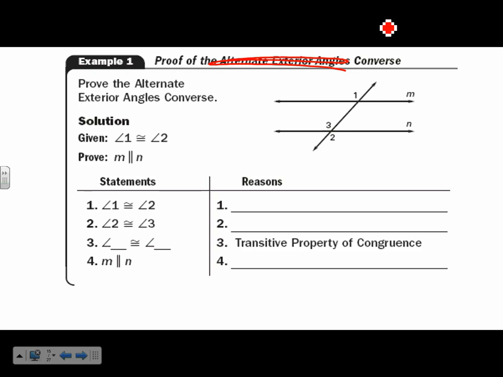So given angle 1 is congruent to angle 2. That is our given, and we're going to mark that on here with our little arc. Angle 2 is congruent to angle 3. They are vertical angles. That's the vertical angle theorem. I also marked those with one arc. So now everything with one arc in here is all congruent.